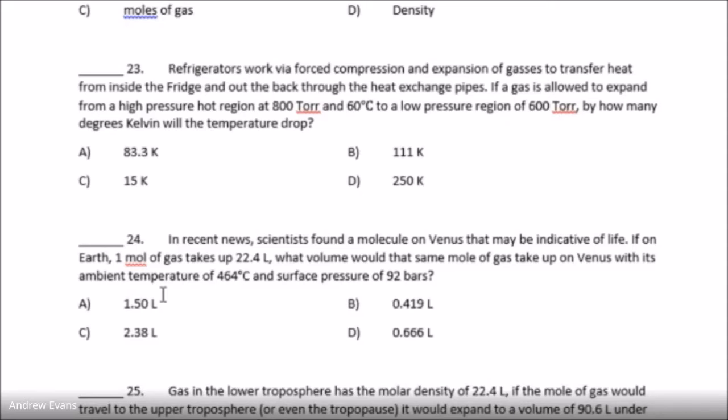Once again, we don't have to change the pressures. 800 torr is okay. However, we have to change the temperature into Kelvin, because otherwise we're not going to get as big of an effect, because this is addition instead of division when it comes to conversion. So 60 degrees C will become 333 Kelvin.